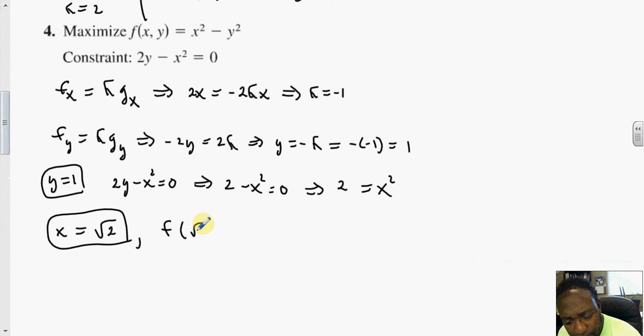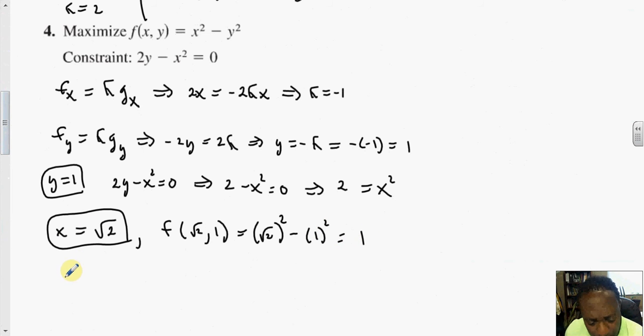And f of the square root of 2 comma 1 is equal to the square root of 2 squared minus 1 squared. So we get 2 minus 1, that gives us 1. So we have a maximum at the square root of 2 comma 1 comma 1.